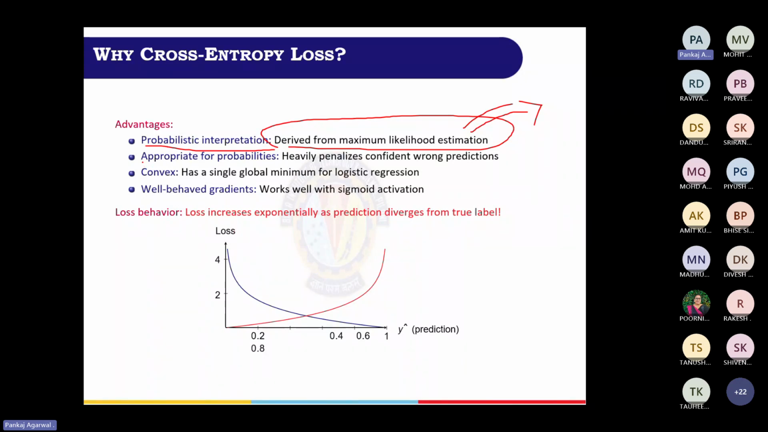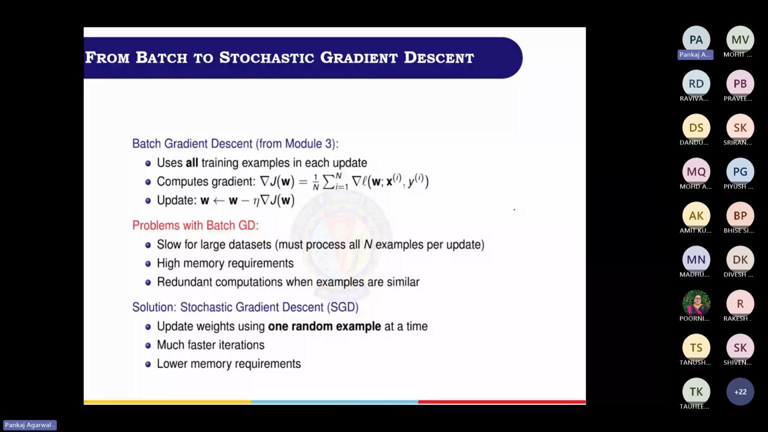And then it is appropriate for probabilities, which fits well for my case when I'm talking about logistic regression. It heavily penalizes confident wrong predictions. That is what I wanted. It is also convex, with a single global minimum for logistic regression and well-behaved gradients. It works well with the sigmoid activation, right? And the loss behavior: loss increases exponentially as the prediction diverges from the true label. And that is what I wanted, right?